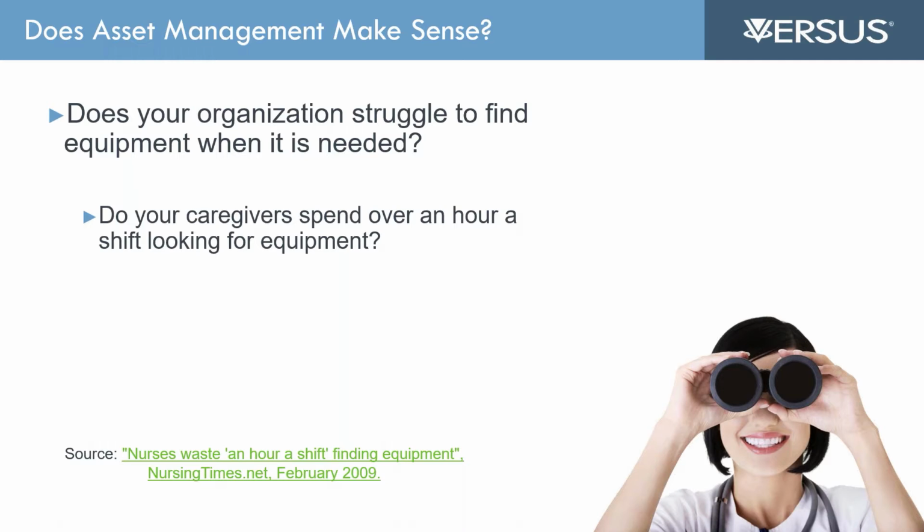The other piece of that is that we've seen in studies and in surveys that staff spend over an hour of their day looking for equipment. That's a pretty significant portion. So what does asset management via RTLS do for me in helping me find equipment when it's needed?